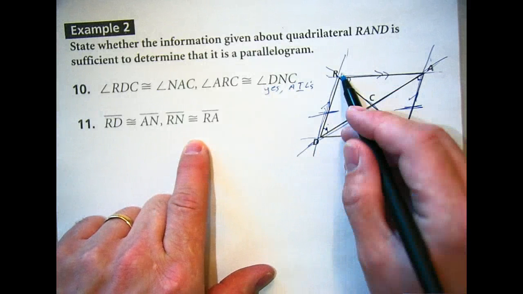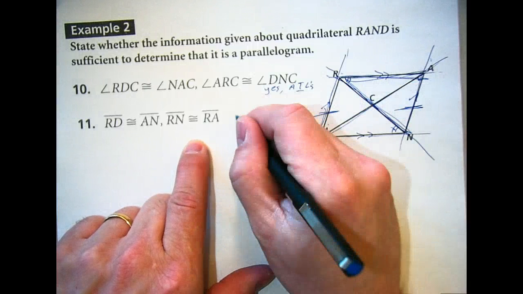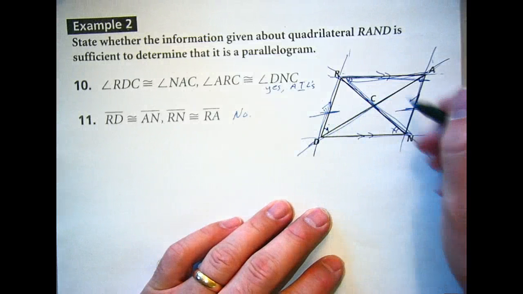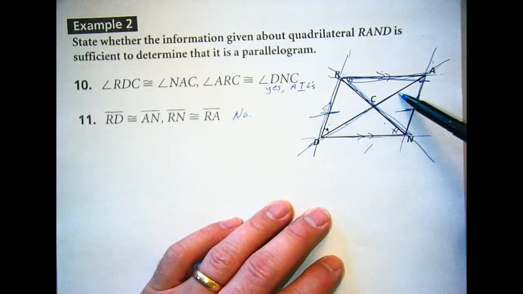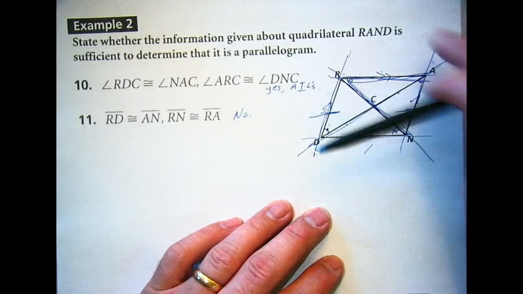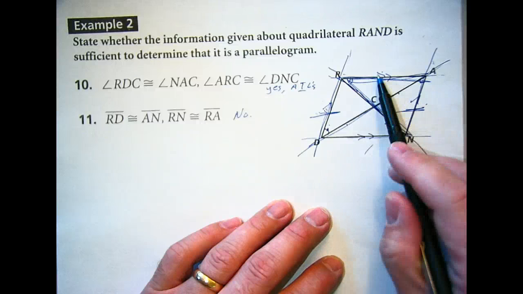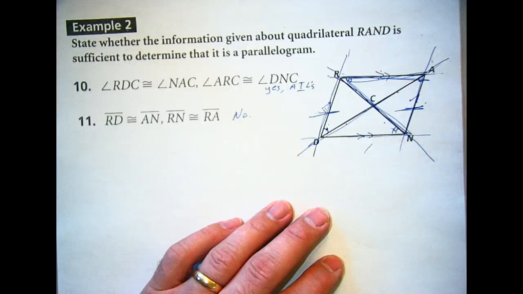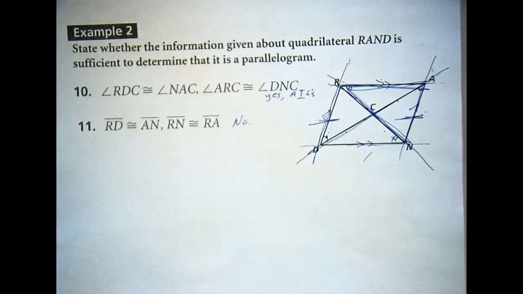And RN congruent to RA, so this congruent to that. No. That will not work out for us. If we had opposite sides, this congruent to that and that congruent to that would be good. Or that piece congruent to that piece and that piece congruent to that piece, that would be good. We'd have bisecting diagonals or opposite sides congruent. Those would be good, but one pair of opposite sides congruent and then a diagonal congruent to a side doesn't work out for us. Ain't cool. All right. Questions?